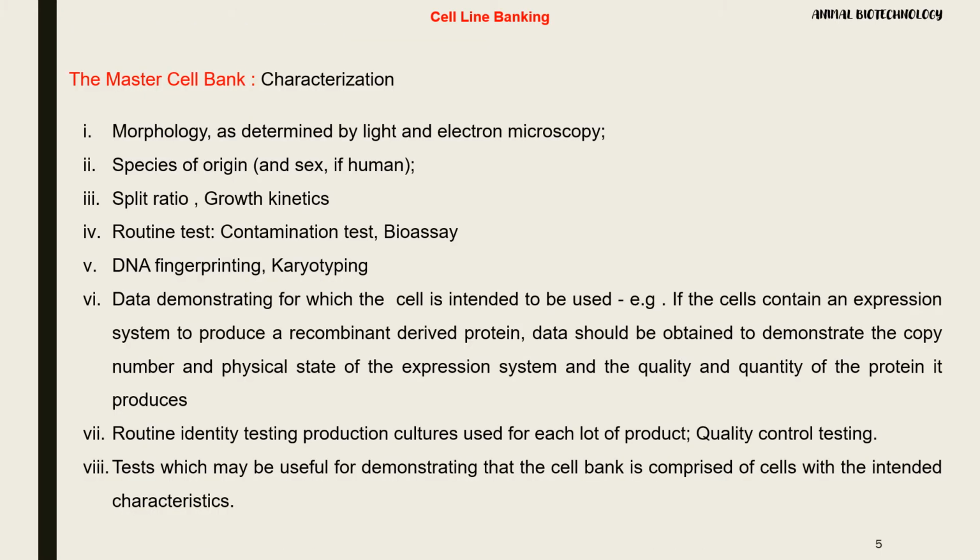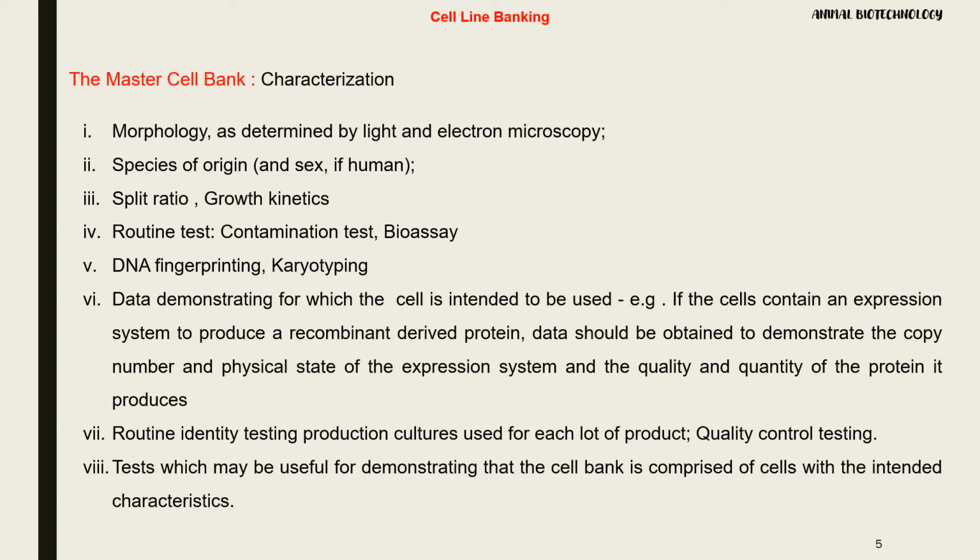The master cell bank needs to be monitored and well documented. The morphology of the cells, the species of origin, the growth kinetics, split ratio, doubling number, bioassays, and contamination tests are done and recorded. All quality and validation checks need to be conducted. If the master cell bank has cells that have certain specific characteristics, data to demonstrate it should also be recorded and validated.